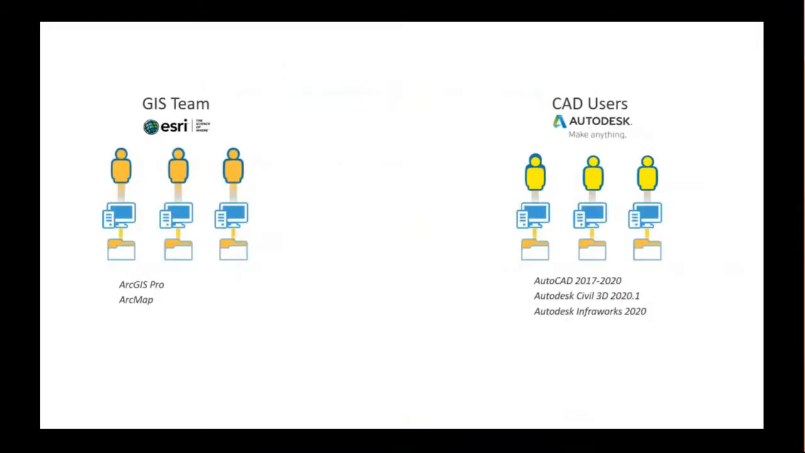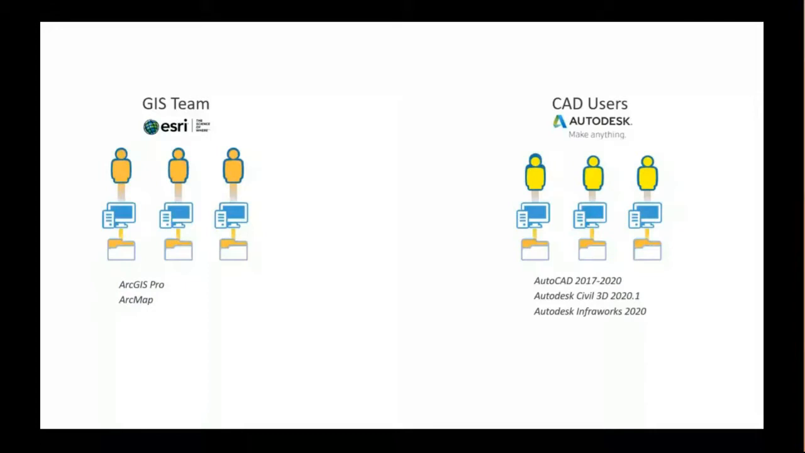And again, how does that apply to what we do today? Well, you have a GIS team on the Esri side. You have ArcGIS Pro and ArcMap, some of the older technologies in terms of Esri. And then you have a CAD user who uses the Autodesk product, who works with AutoCAD all the way from 2017 all the way to the current version of 2021. So how do we bring those things together?